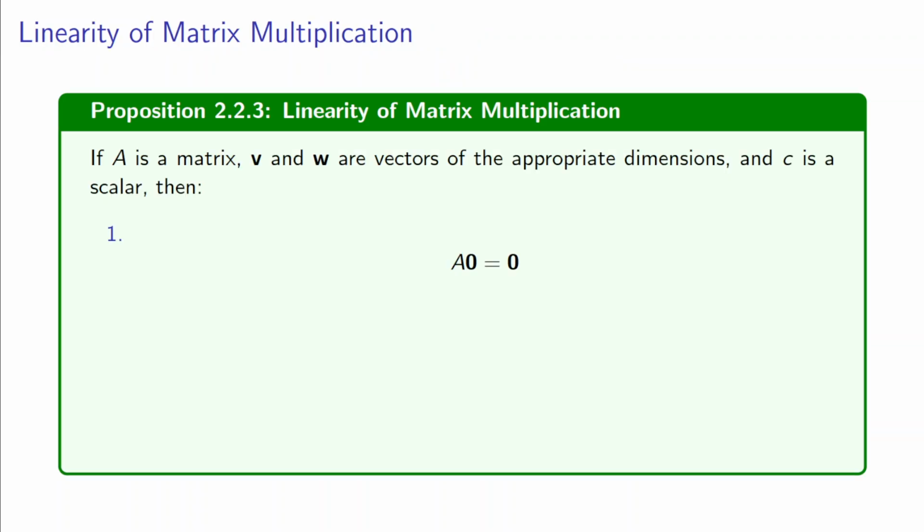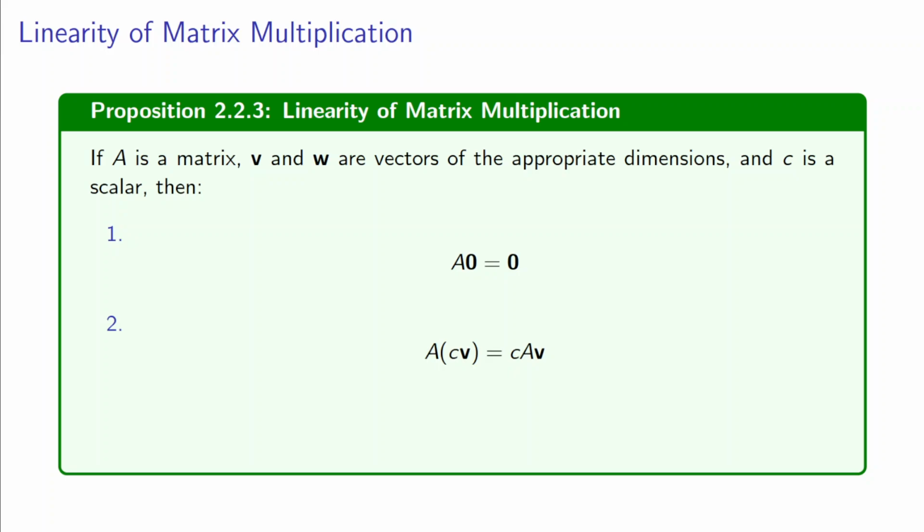The last thing we want to look at here is proposition 2.23 on the linearity of matrix multiplication. So a few things here. If A is a matrix, v and w are vectors of the appropriate dimensions, and c is a scalar, then first of all, A times the zero vector equals the zero vector. Just a note that these two zero vectors might be slightly different zero vectors. They might live in different dimensions, so one could be in R3 and the other in R2 or whatever, but they are both just the vectors consisting of all zeros. Just a reminder that the zero vector is whatever size it needs to be, the vector of all zeros.